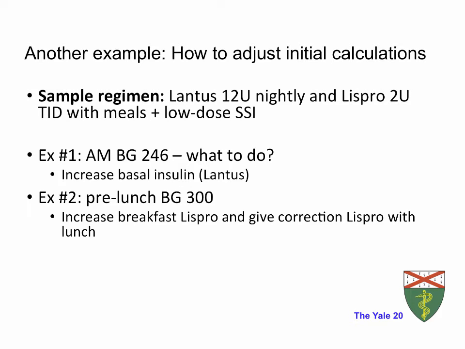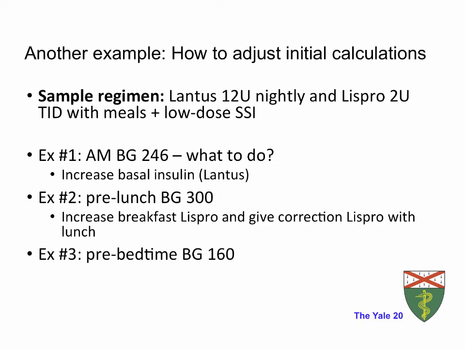So that was kind of a long-winded answer, but what I would say is I would give them the correctional Lispro, or the rapid-acting insulin, with the lunch per the sliding scale, and then I would also increase the breakfast Lispro in the hopes that the following day the pre-lunch blood sugar would be lower.